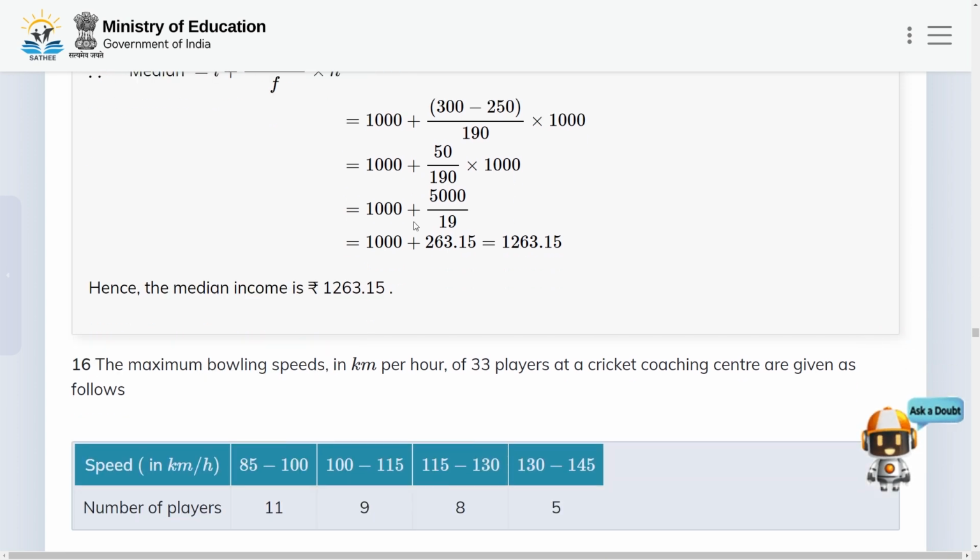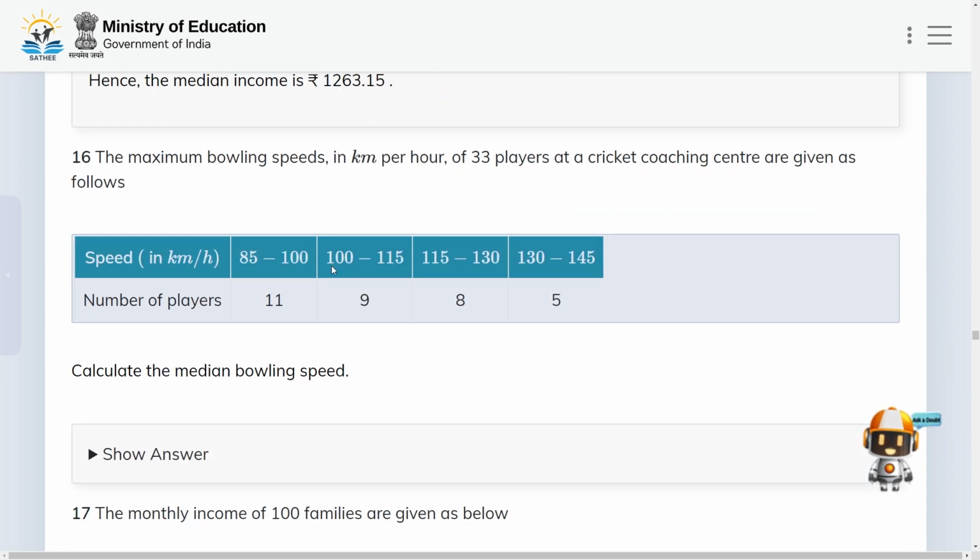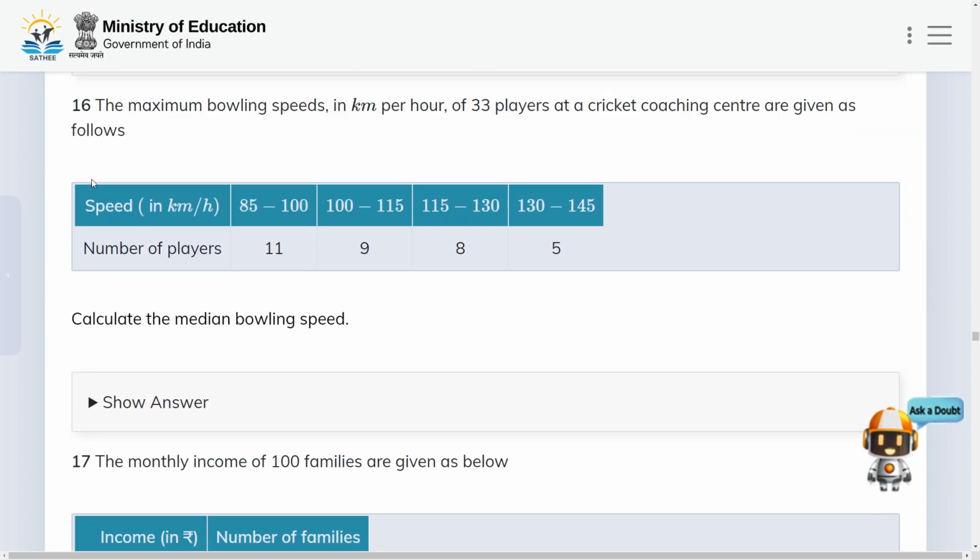and this is equal to 1000 plus 5000 by 19, and this is equal to 1000 plus 263.15, and this is actually equal to 1263.15. Hence the median income is rupees 1263.15. Now let us move to the next problem.